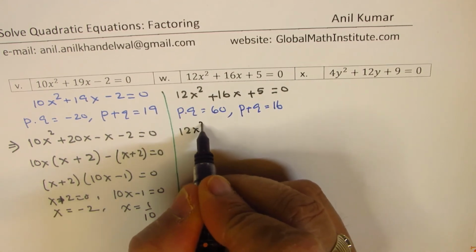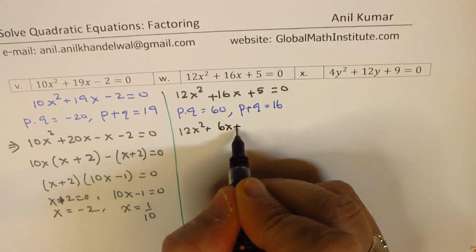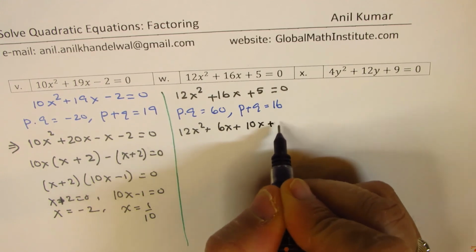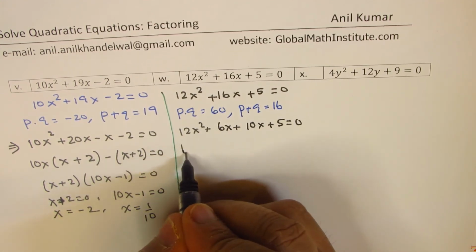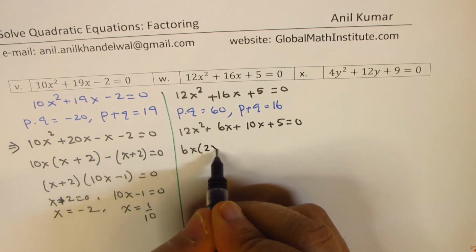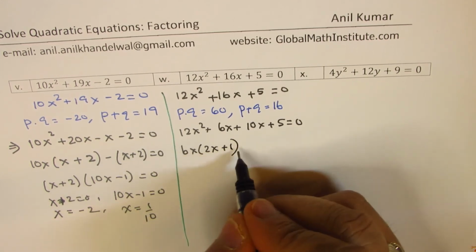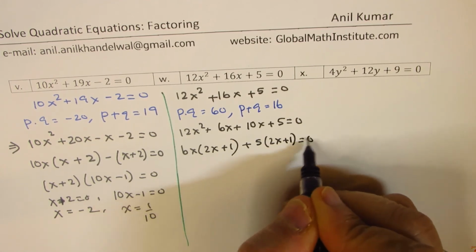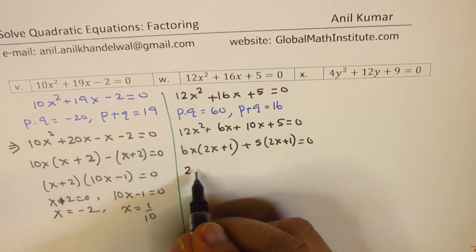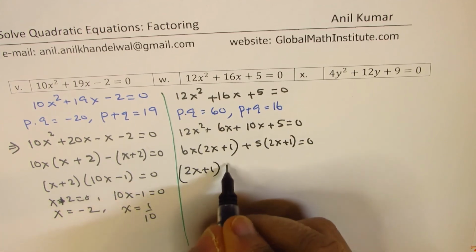So 12x squared plus 6x plus 10x plus 5 equal to 0. So here we have 6x common. We get 2x plus 1. In this case, we got 5 common. So we have again 2x plus 1. And that is necessary, right? Otherwise, you cannot take a common factor.